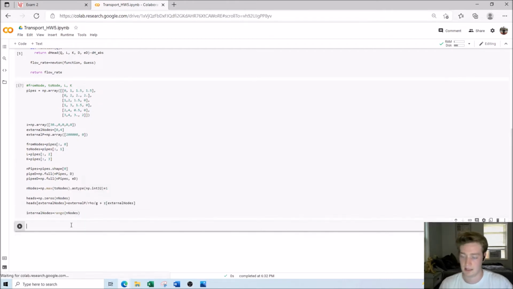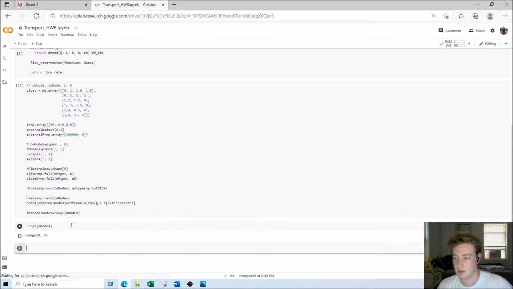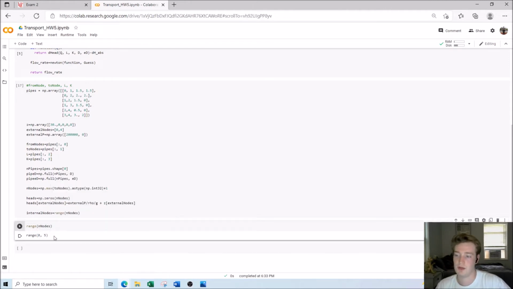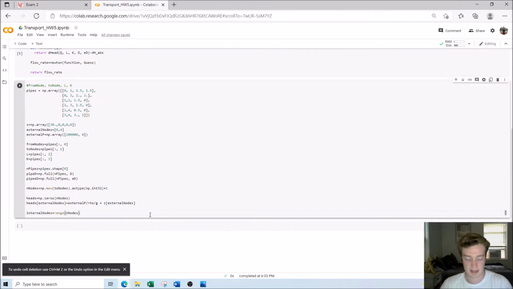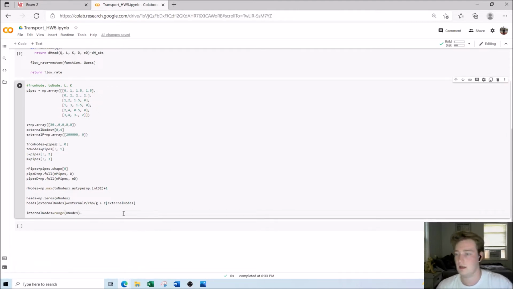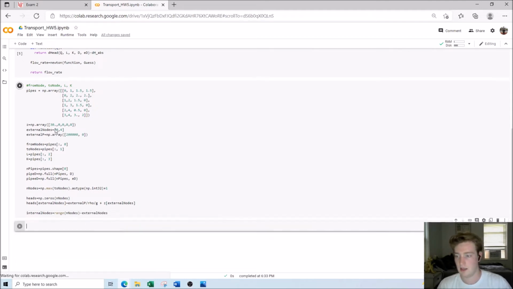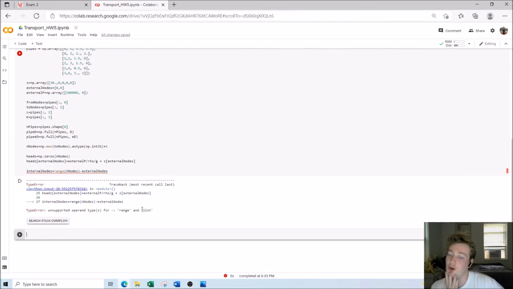Let's take a look at what that says. So the range of n nodes. Let's take a look. Yeah, so a range from 0 to 5. Awesome. And then we will subtract the external nodes from that. So external nodes. Does this work? No.